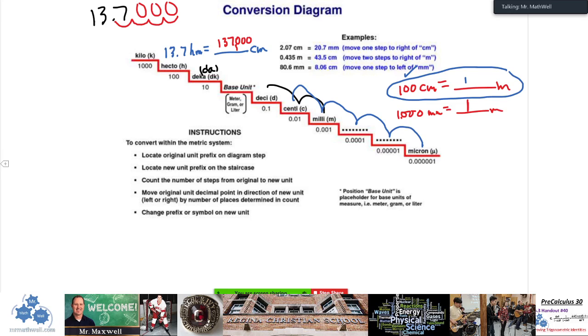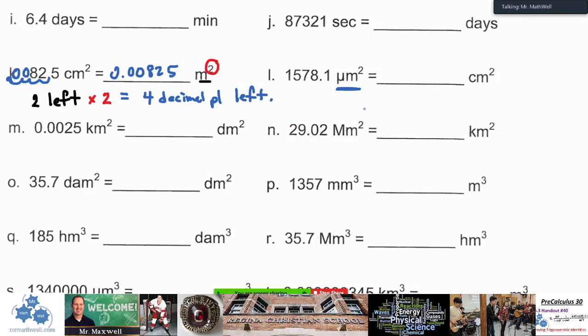Where is this worksheet now? Yep. So that's 4 units to the left, right? Well, 4 times 2 is actually 8 spaces left. So micro going to centi, if it's squared, we multiply by the squared. So this is going 8 spaces, 1, 2, 3, 4, and then 5, 6, 7, 8. So we have 0.000015781. Okay.